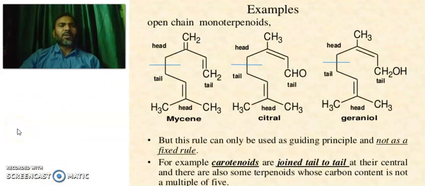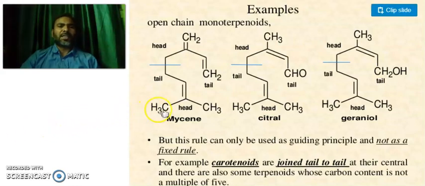Now, open chain monoterpenoids. These are examples. So your job is to find out where the head is and where the tail is. You can see in my screen, this is the head and this is the tail. Again, this one is head and this one is tail. In citral, this one is head, tail. Again, just look at the CH3 and this one, head and tail. Again, this one is head, tail.